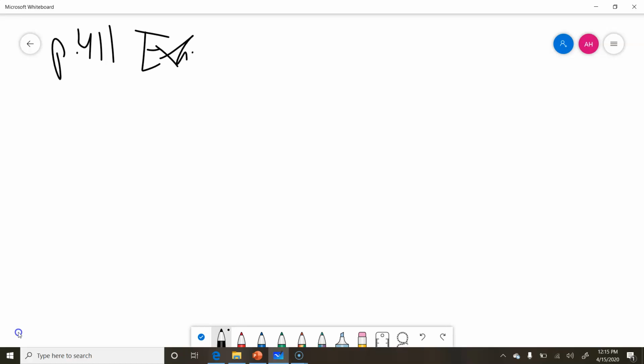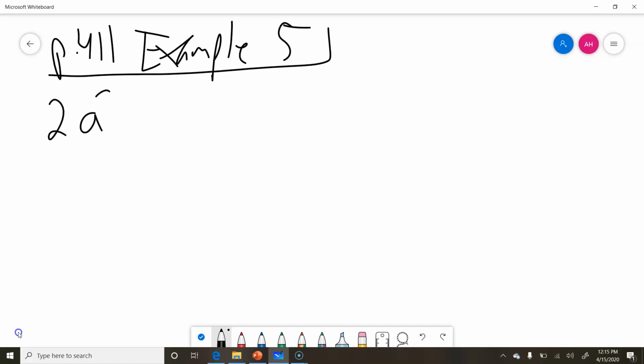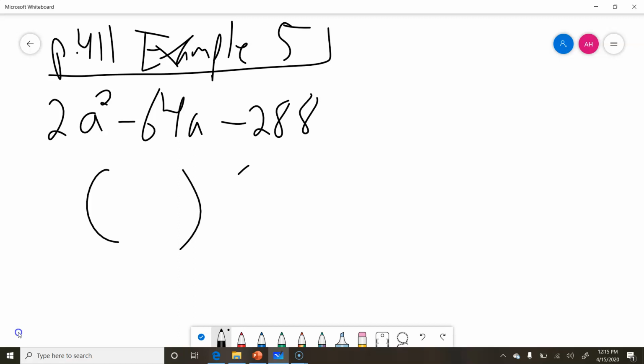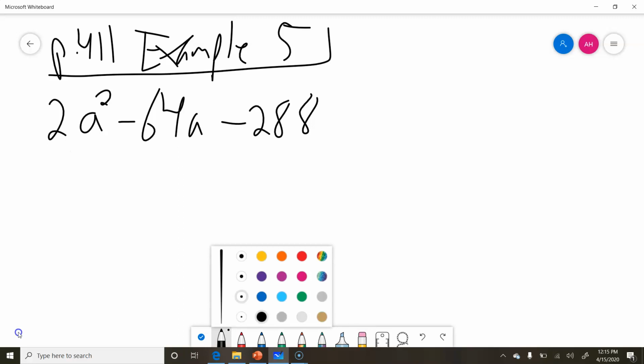This is example number 5, okay? And this is what they give us. They give us 2a squared minus 64a minus 288. Now, before we even try and do our factoring that looks like this, we have to realize that this number has a 2 in front of it. So now we need to say, how can we get that 2 away from there before we ever do our binomial factoring? So what we need to do is divide each one of these by 2.